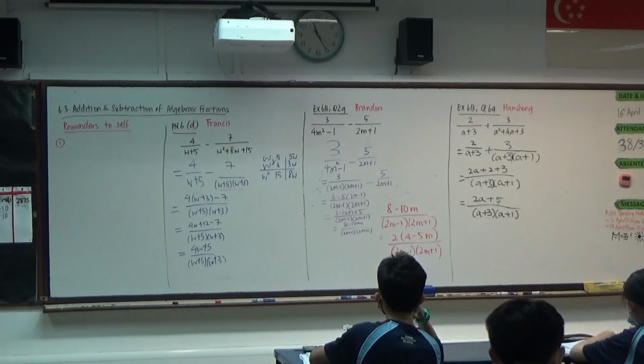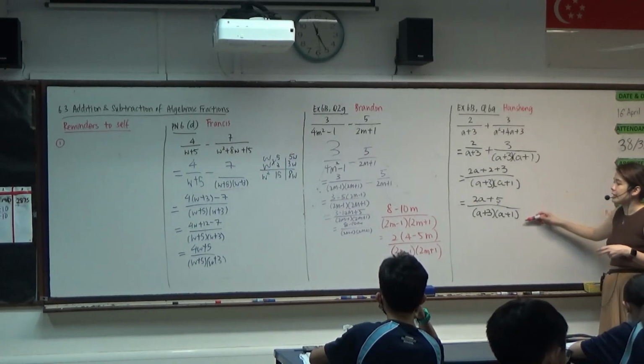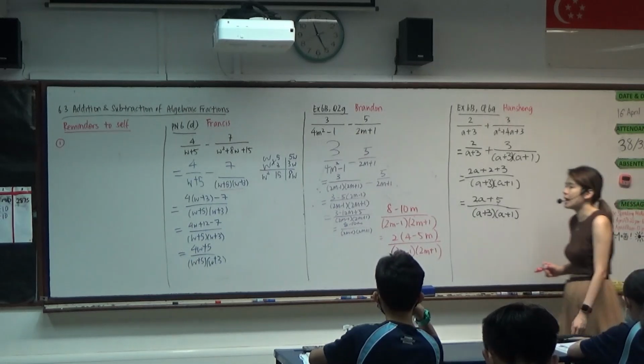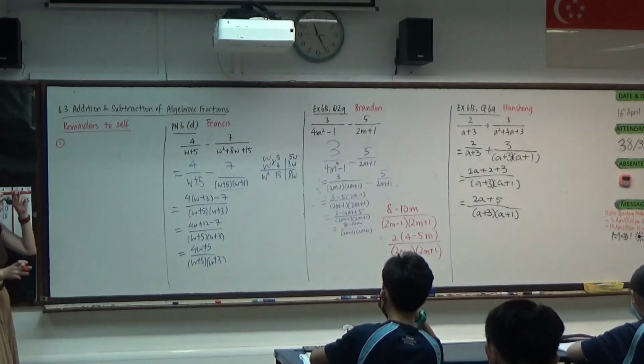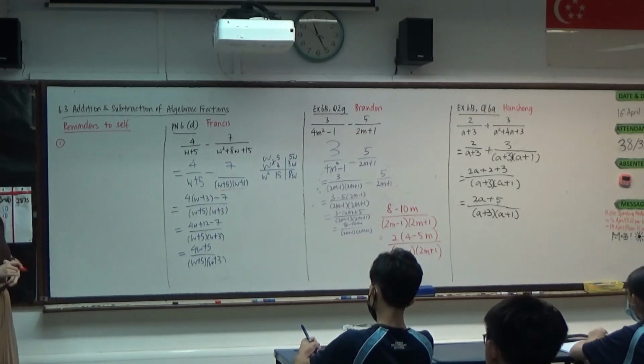Then for the last answer, again, factorize the quadratic denominator, and then we arrive at this: (2a plus 5) over (a plus 3)(a plus 1). Any questions? Before I move into chapter 6.4, I thought that let's come as a class to write some reminders for ourselves, lessons that we have learned regarding this topic itself. What will you want to remind yourself whenever you're dealing with this topic?